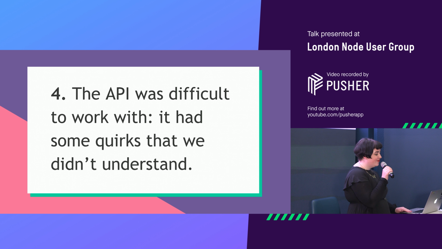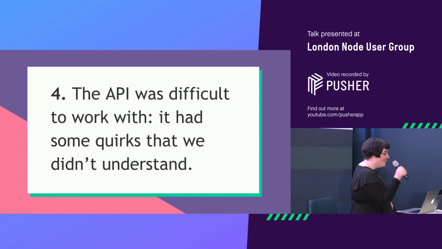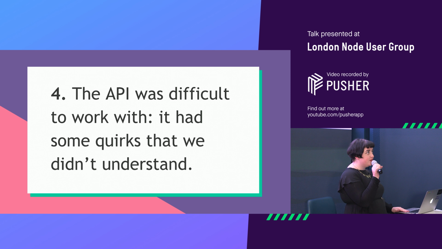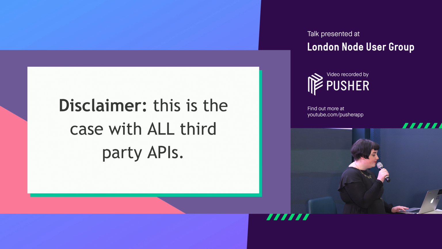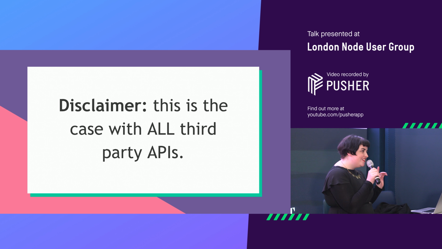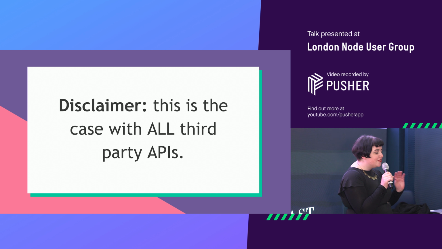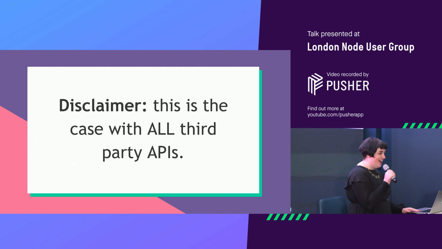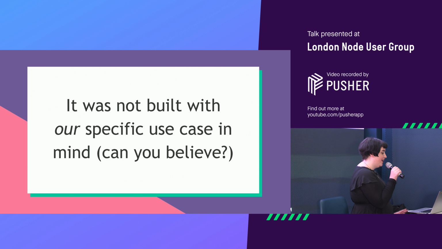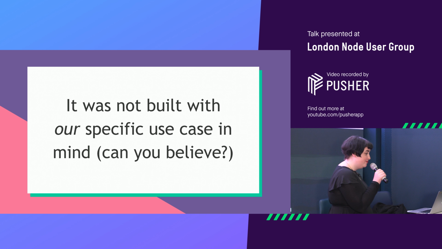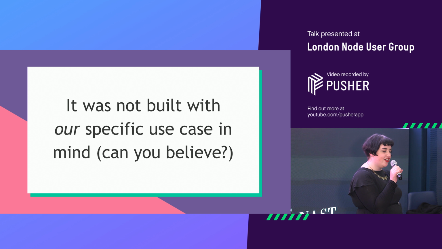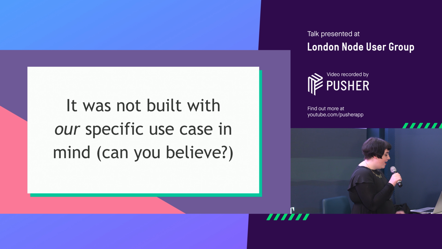Problem number 4. The API was difficult to work with, and it had some quirks that we did not understand because we were not the ones that built it. Disclaimer, this is the case with all third-party APIs, not specifically the third-party API that we were working with. And if you work with third-party APIs, you will probably experience a lot of these issues. Like, first of all, it was not built with our specific use case in mind. Can you believe it? Unbelievable.